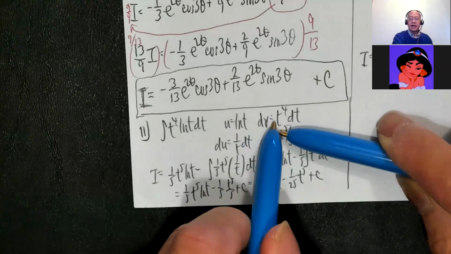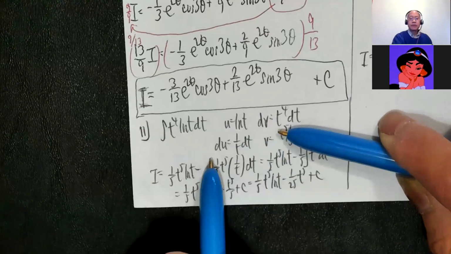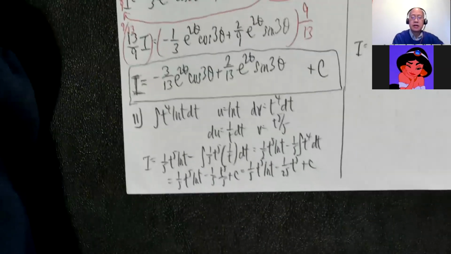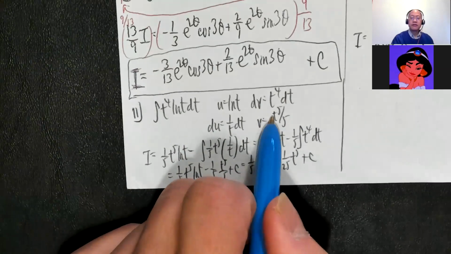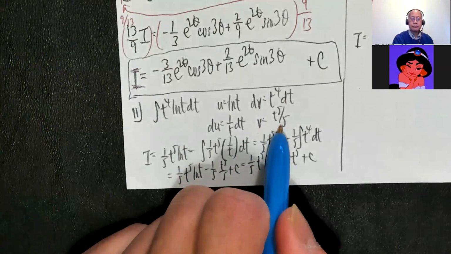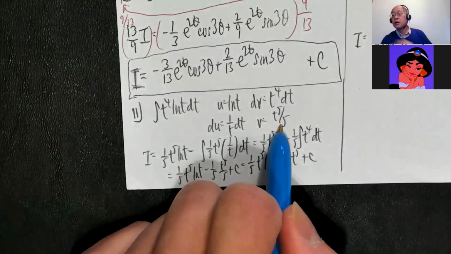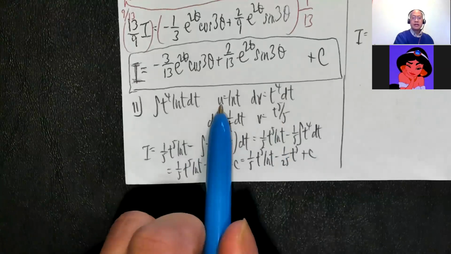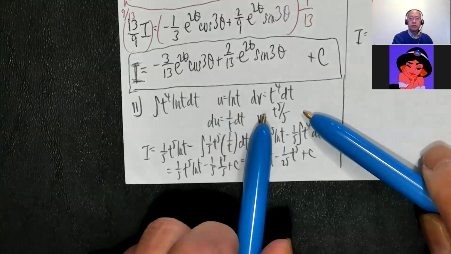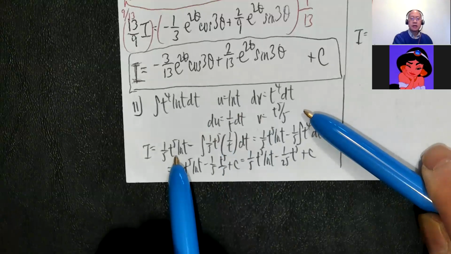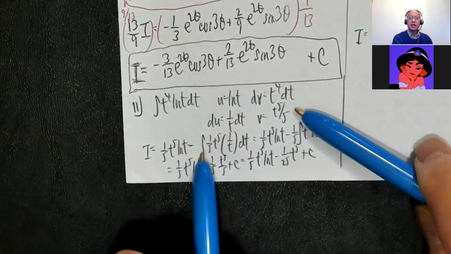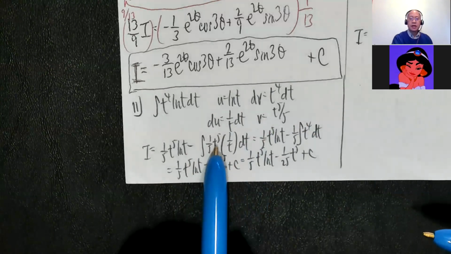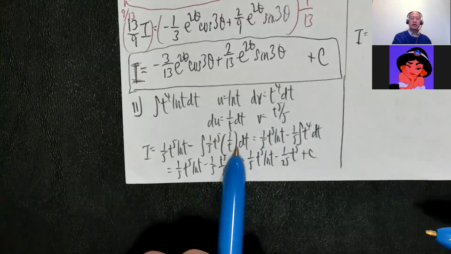So let u be ln t, dv is t to the fourth dt. I don't mind t to the fourth. That's easy to differentiate, that's easy to integrate. Differentiate: du equals 1 over t dt, and integrating, v is t to the fifth over 5. All right, so my integral I is uv, that times that, so 1 fifth t to the fifth ln t minus the integral of v du.